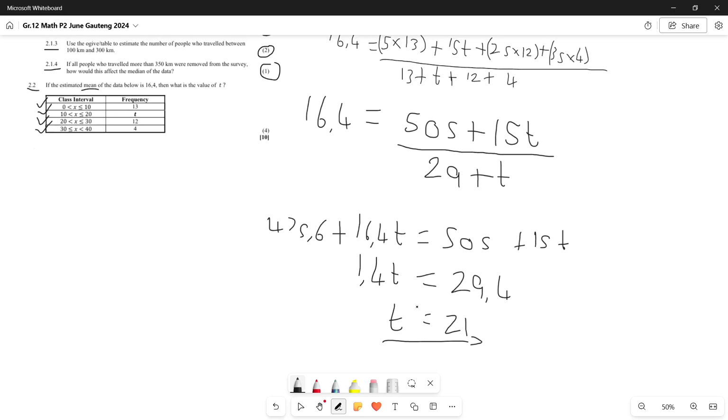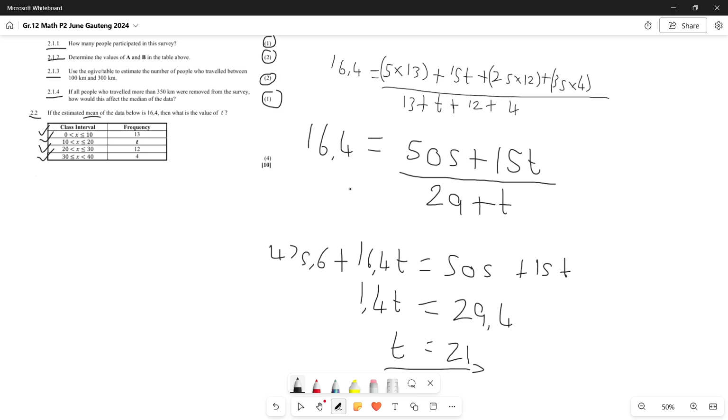And with that, we just solved the value of t, just like we would an algebraic equation, but in the context of stats using this formula. So that just earned us 4 marks there and 10 marks for this whole section.